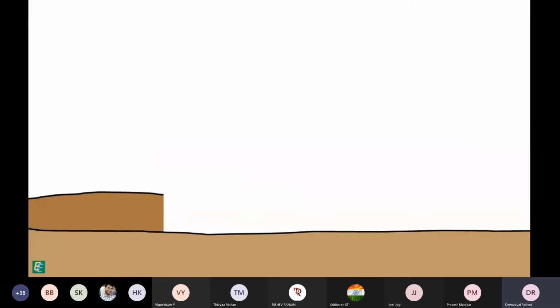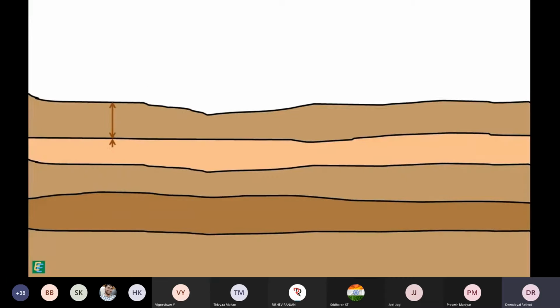Consider a soil deposit that consists of these horizontal layers of thicknesses H1, H2, H3 and so on. Permeability of these layers K1, K2, K3 up to Kn. As we have already assumed that each individual soil layer is homogeneous and isotropic, the permeability of each layer is the same in both horizontal and vertical direction.